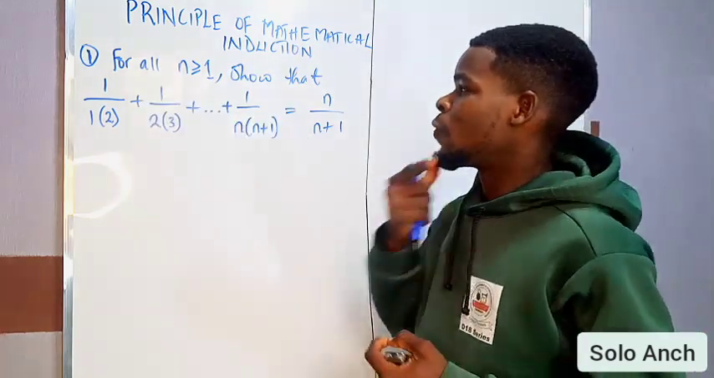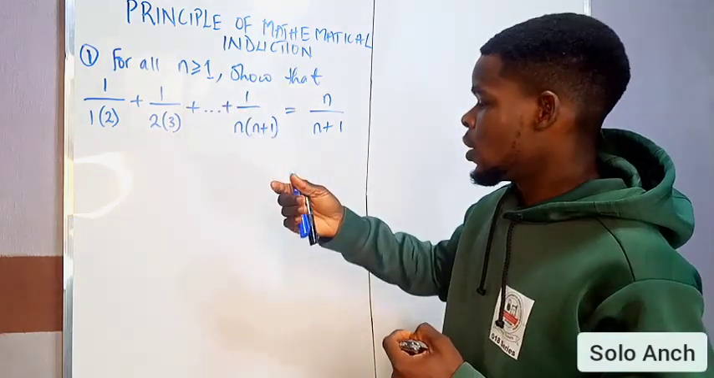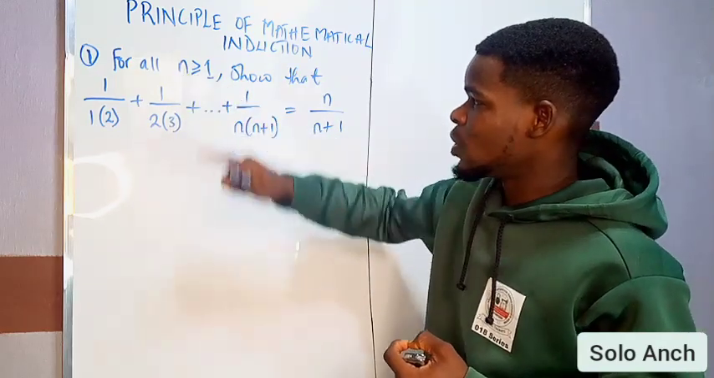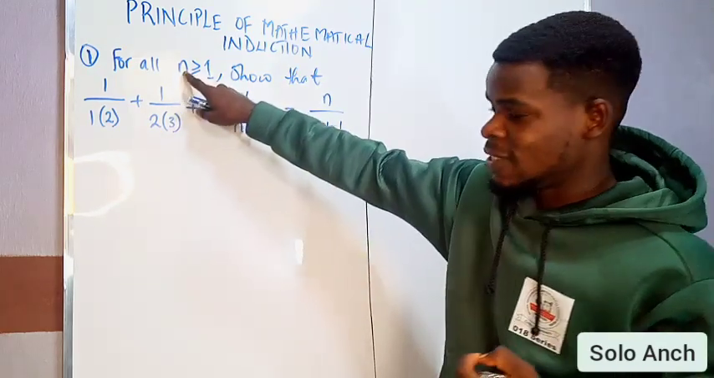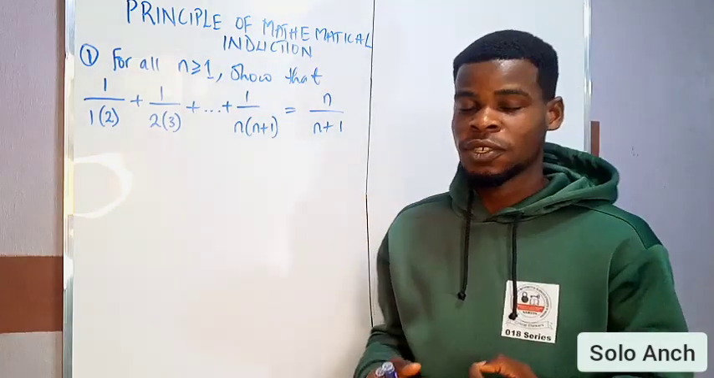Okay, so we have for all n greater than or equal to 1. This is another way of saying for all positive integers n. Let's put it this way: n represents an integer greater than or equal to 1. So that's another way of saying for every natural number.